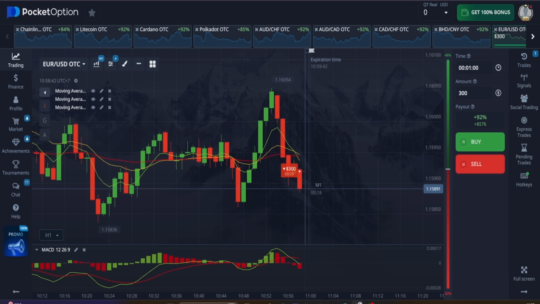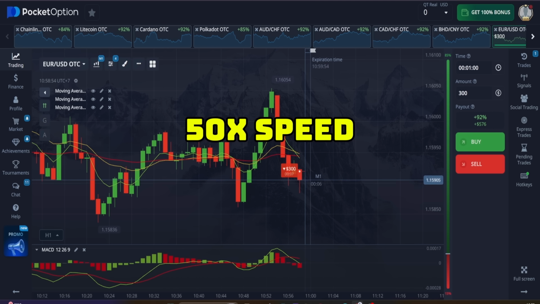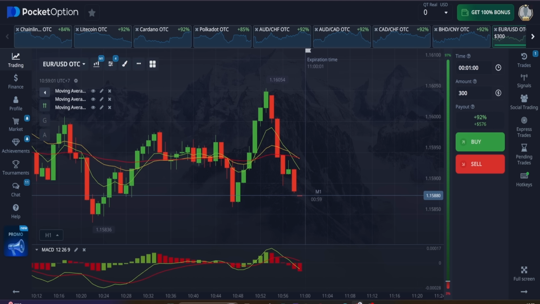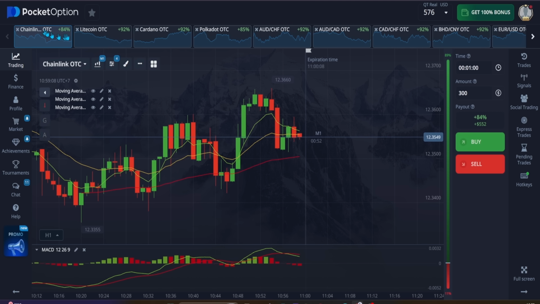Let's observe how the price develops. All right, the trade has closed in profit. With this setup completed, we can now look for the next opportunity and open the market again.